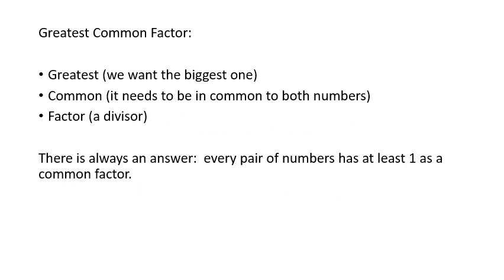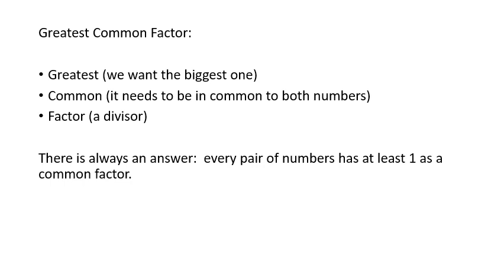So greatest common factor. Let's break down what this says. Greatest: we want the biggest one, the largest possible one. Now, there might be more than one common factor. In a lot of cases there will be, but we want the biggest one. Common: typically we're going to be finding the greatest common factor of two numbers. It's possible to do these with three or more numbers, but we're not going to do that in this class. You may see those problems, but we're just not going to be tackling those.